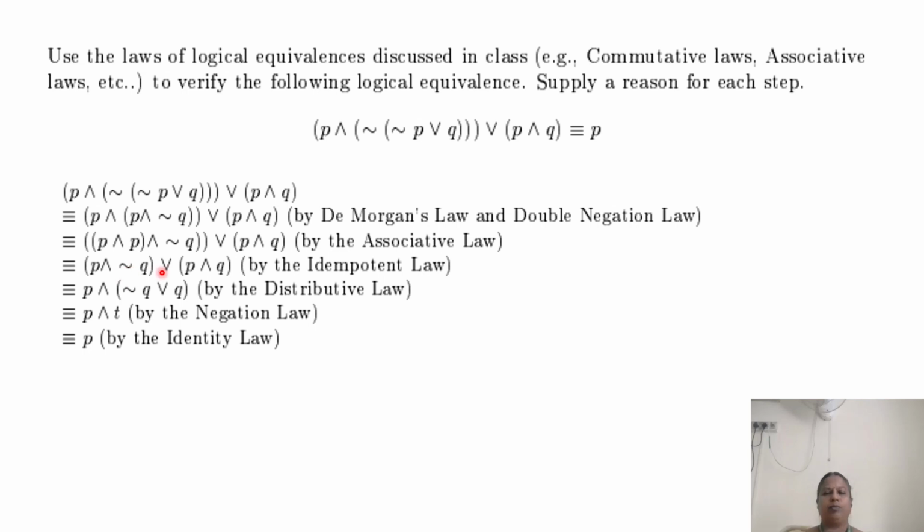Now in this step we can use the distributive law because we have AND inside the bracket and OR outside the bracket. P is the common element in both the statements. Here, the first term we have P, the second term also we have P. So we have P ∧ (¬Q ∨ Q). Q or ¬Q is true. So P ∧ true. By the identity law, P ∧ true is P. So from the left hand side, we arrived at the right hand side.